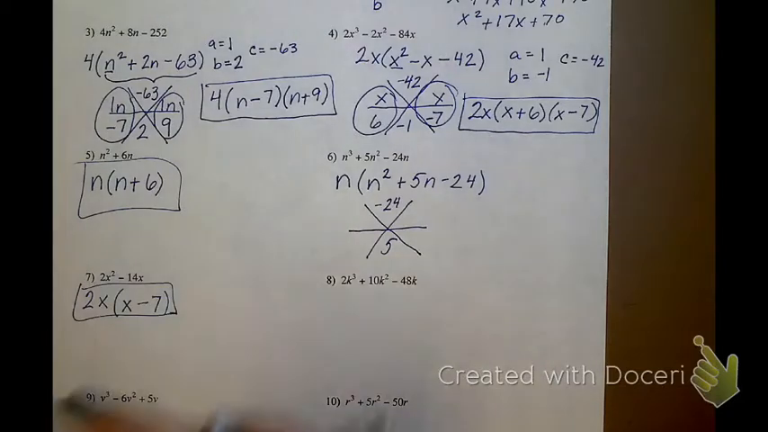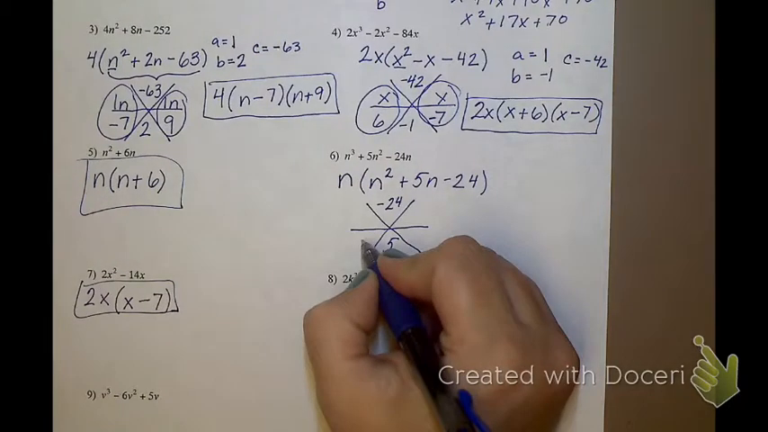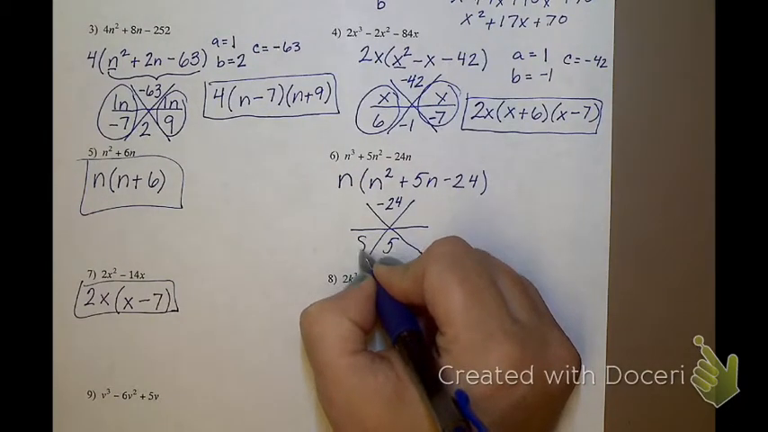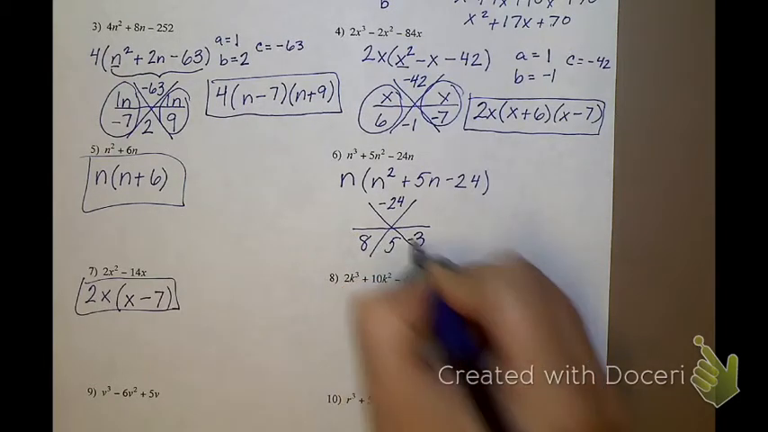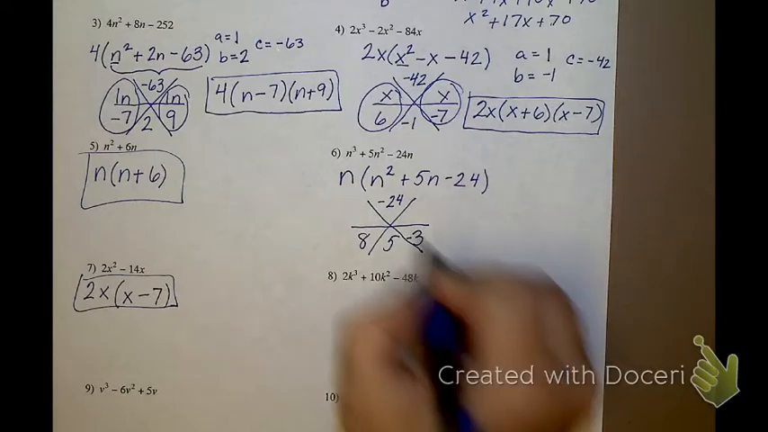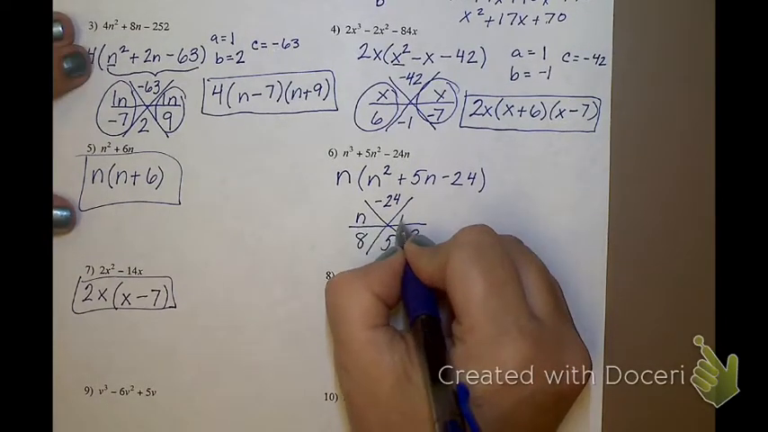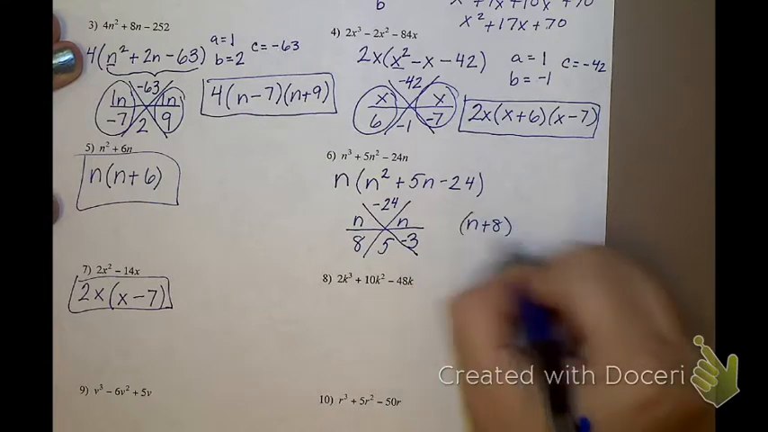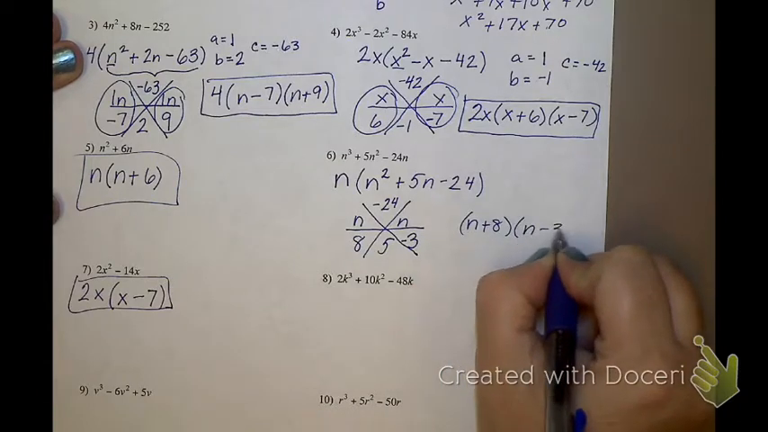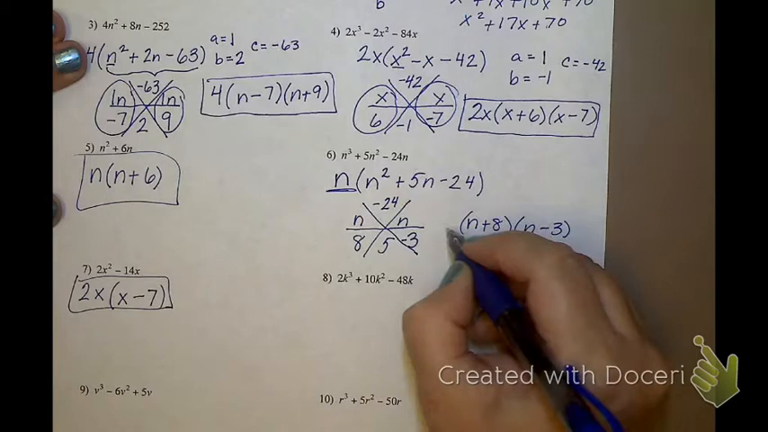All right, you want to see me finish this one? What are my 2 numbers? 8 and 3, and the 3 has to be negative. I put my n there and my n there, so I have n plus 8, n minus 3, and that n out in front.